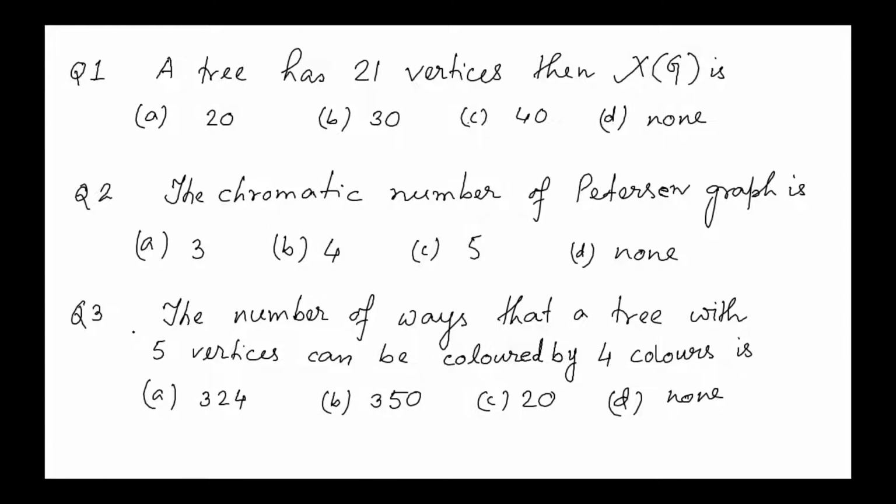Next question, the number of ways that a tree with 5 vertices can be colored by 4 colors is option A 324, option B 350, option C 20, option D none. Let us try to understand. Let us draw a tree with 5 vertices, say V1, V2, V3, V4, V5. We have 4 colors. Suppose we have K colors.